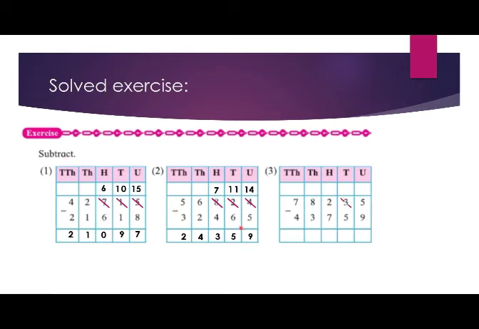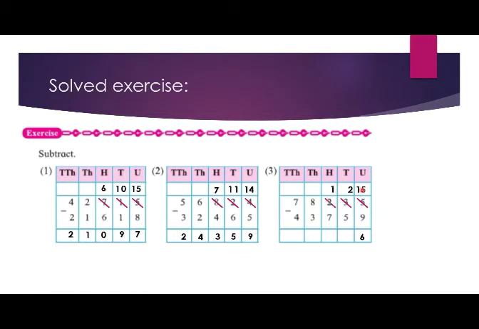I'll cut this 3. I'll reduce it by 1. It will become 2. I'll pass on the 10. 10 plus 5, it will become 15. 15 minus 9, 6. Now I cannot subtract 5 from this 2.